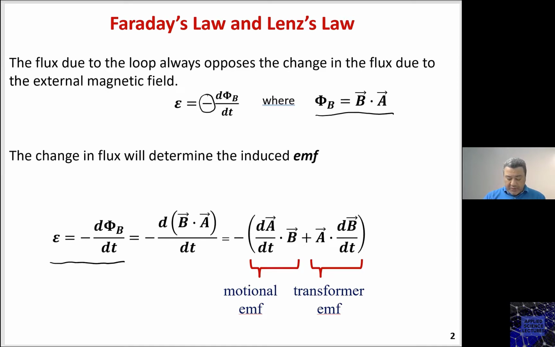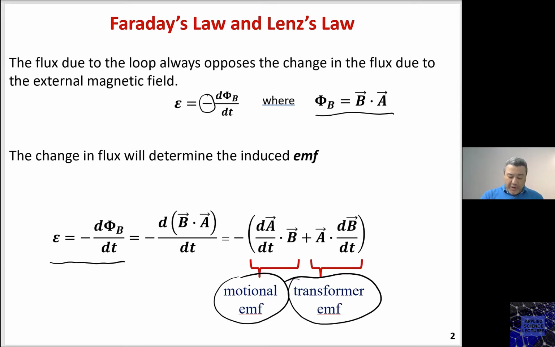Sources, I would say. One of them is called the motional electromotive force, which is basically due to the variation in the loop effective area within the magnetic field. And the second one is the time varying magnetic field. And this one we call the transformer electromotive force.